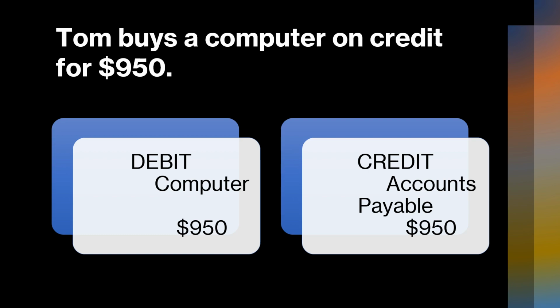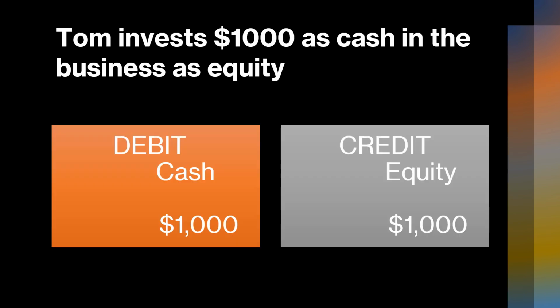So the computer account will be debited with $950, that is increase in asset, and the accounts payable account will be credited with $950, that is an increase in the liability account. When Tom invests $1,000 of cash in the business as equity, again two accounts will be affected. The cash account, that is an asset, and the equity account, that is a special type of liability account.